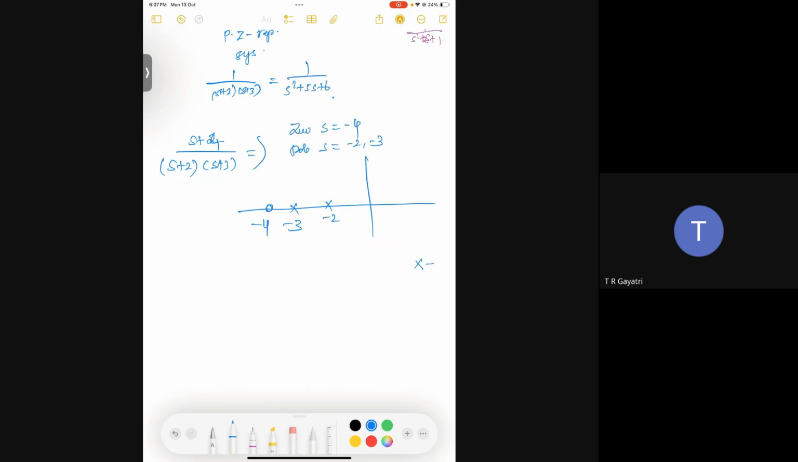Whenever there is an x, it represents poles. Whenever there is a 0, or a circle mark like this, it represents the zero of the system. So you have to visualize that wherever this is, you have to identify it as a numerator, and wherever this is, you have to identify it as a denominator. Numerator and denominator.